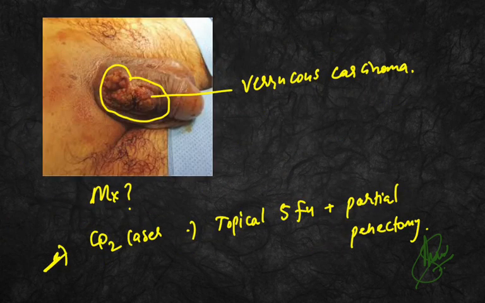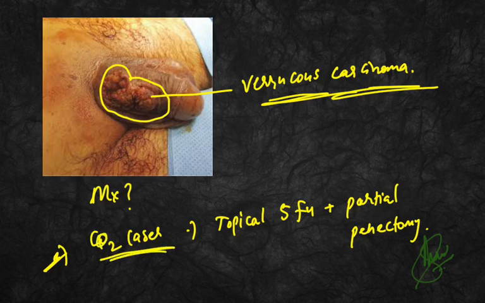Now, this image was given, this is typical of verrucous carcinoma of the penis. So management, there will be many options within. The CO2 laser is one of the options. Topical 5-FU plus partial penectomy is an option, but CO2 laser is done in these verrucous carcinomas.